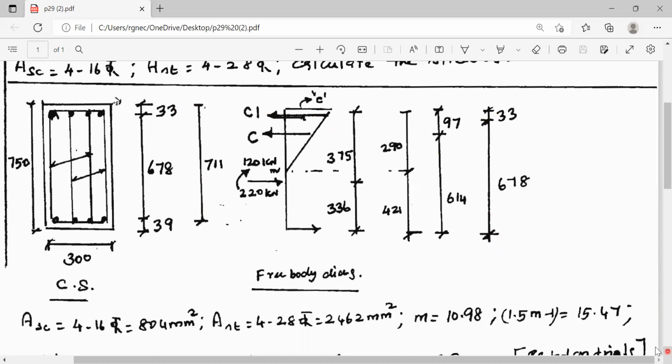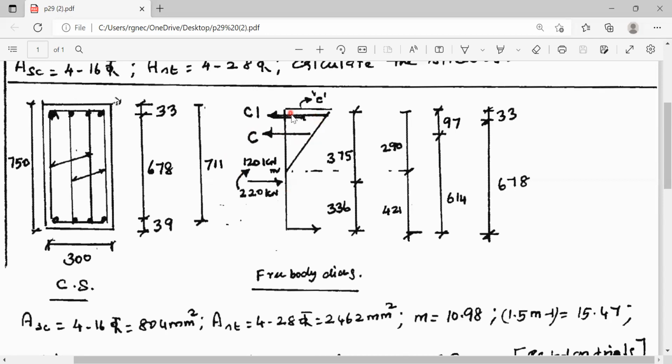Now we will use the equilibrium equation sigma M is equal to 0 about the tension reinforcement. Here, the external moment is acting in the clockwise direction. It is 120 kilonewton meter. And then the moment due to external compression is also acting in the clockwise direction. We are taking the moment about the tension reinforcement. These two moment values, the external moment and the moment due to external compression, are acting in the clockwise direction. Now, the moment due to C, compression offered by concrete, is acting in the anti-clockwise direction.